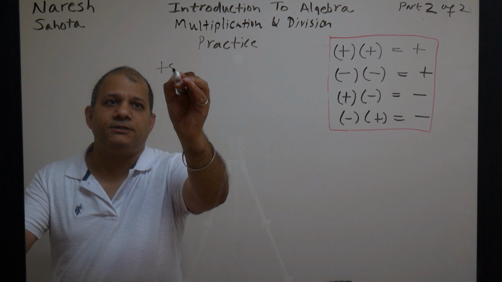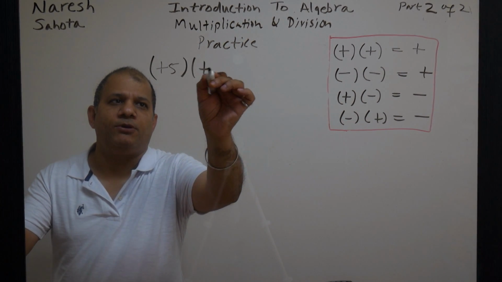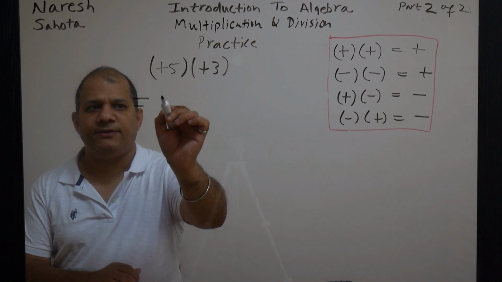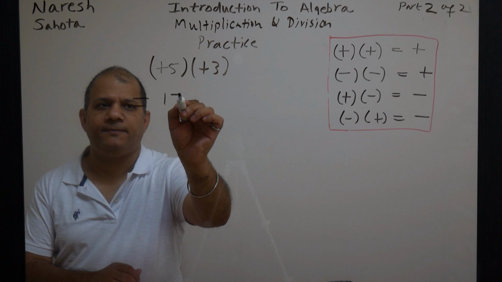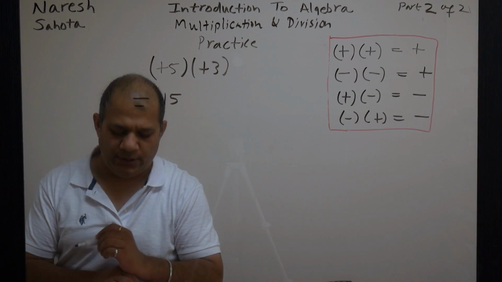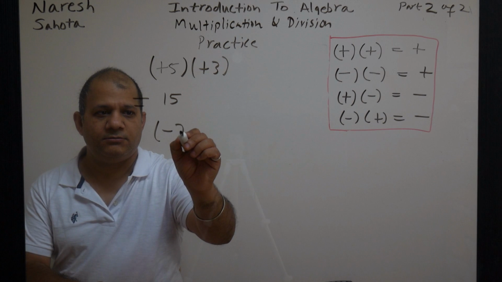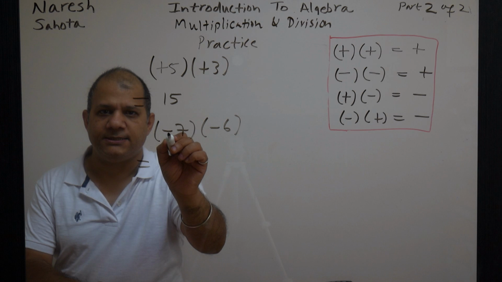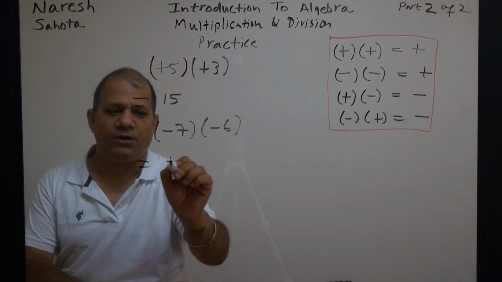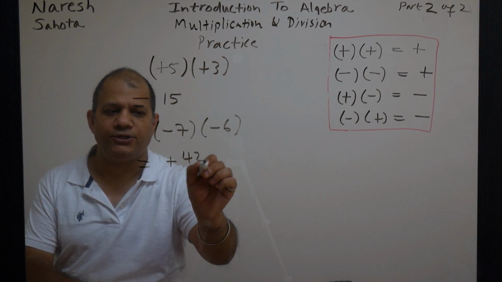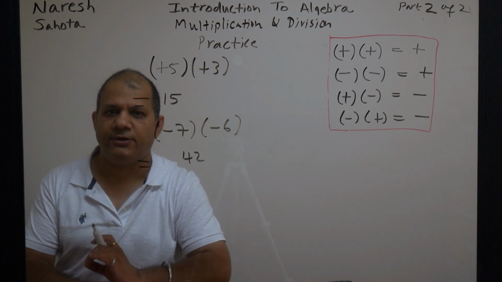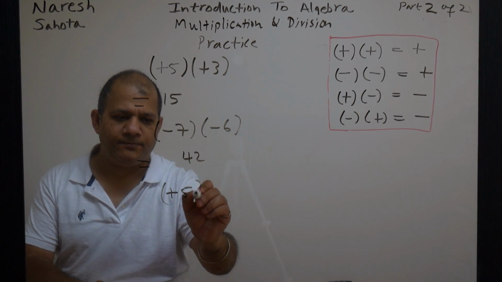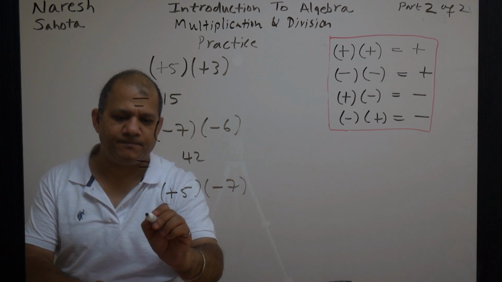So the first question is positive 5 times positive 3. When we multiply, positive times positive is positive, 5 times 3 is 15. So the answer is 15, and we're done. Next question, negative 7 times negative 6. Let's multiply the signs. Negative times negative is positive, 7 times 6 is 42, so no need to write the positive sign in front, and we're done.